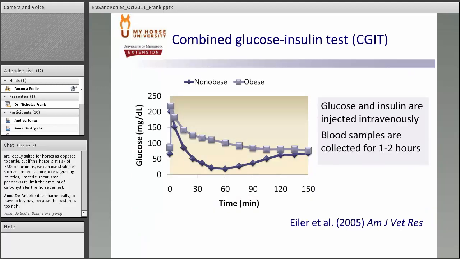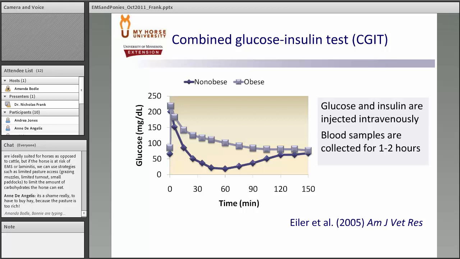The more advanced testing is to go ahead and place an intravenous catheter and then challenge the animal by injecting glucose and insulin into the blood. This sounds more complicated, but is actually the same sort of testing that somebody might have done at a hospital if they're worried about diabetes, and we can do this relatively easily in horses. The basic principle of this test is that we're going to inject glucose into the blood, and we're going to inject insulin. And by injecting the glucose, the glucose concentrations are going to go up.